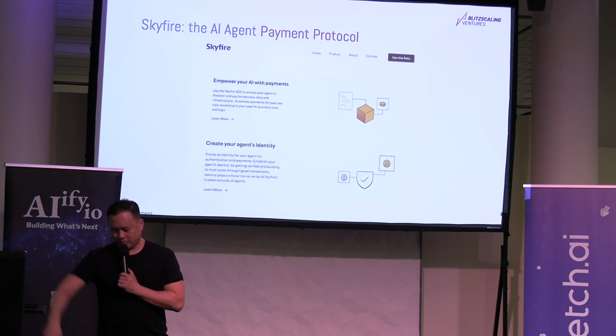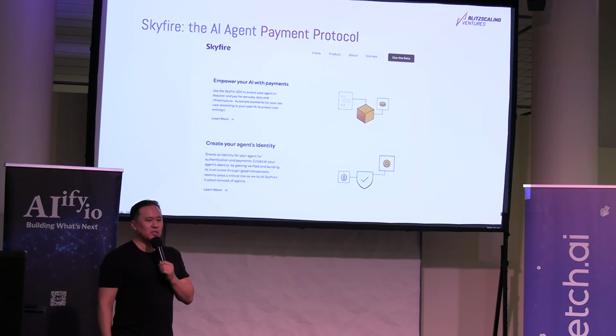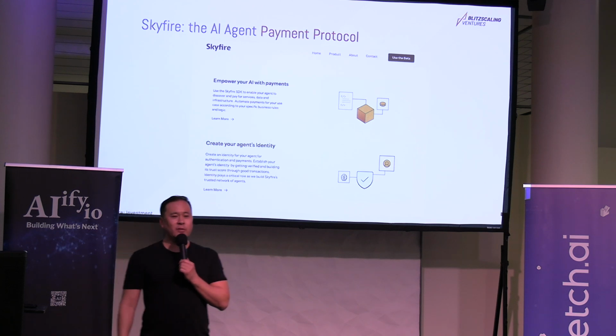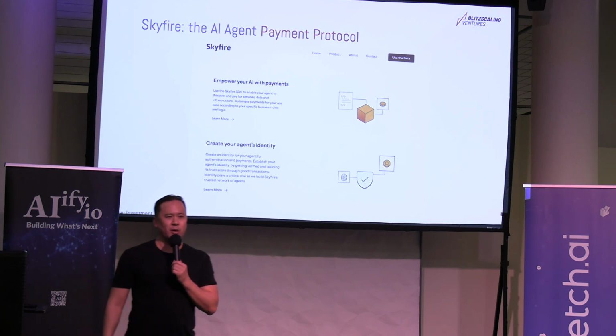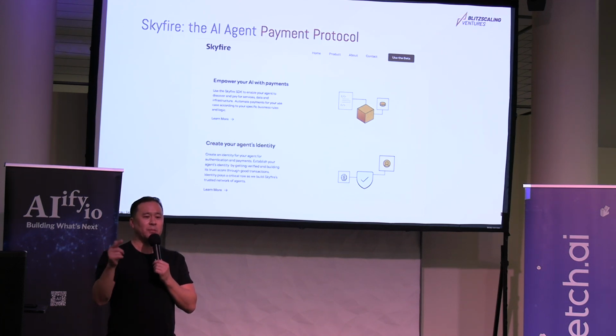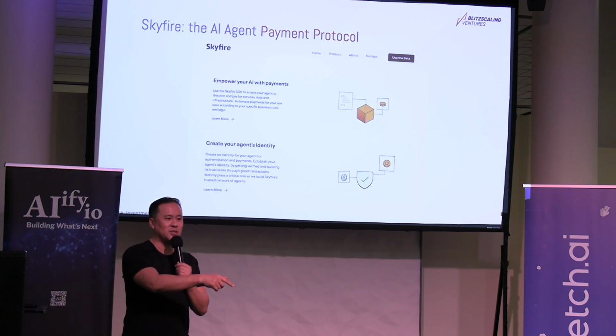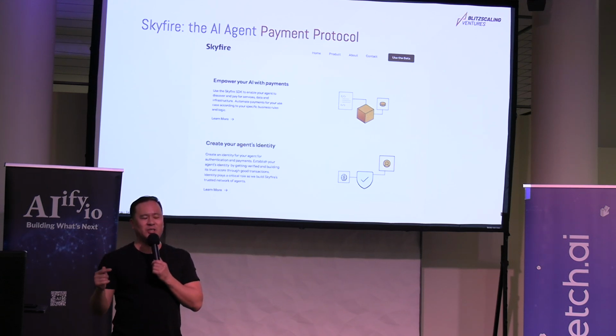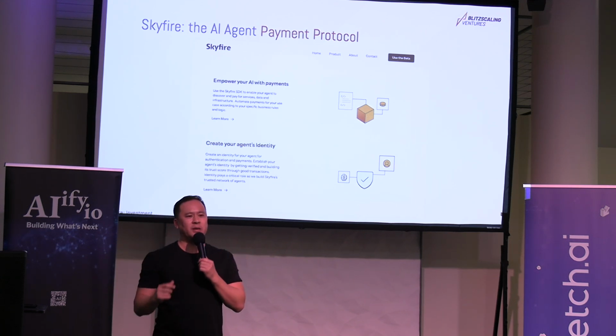And that's happening. We invested in Skyfire. Skyfire, it was the former product team of Ripple. And they have built an agent payment protocol. In the future, AI agents will pay other agents to get things done. Or AI agents will purchase data on behalf of the user.